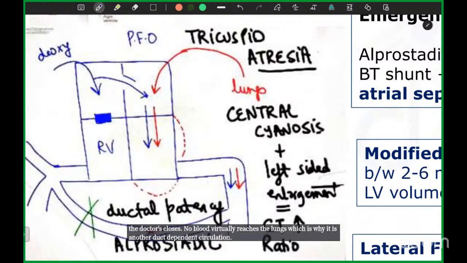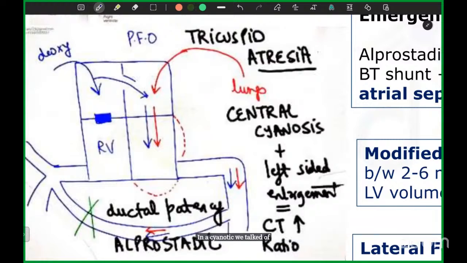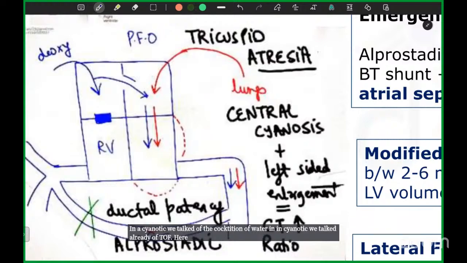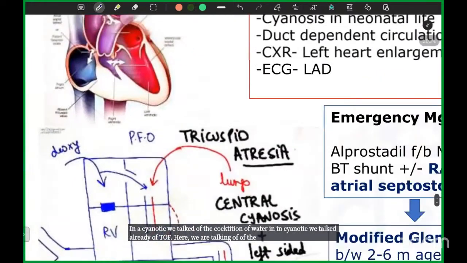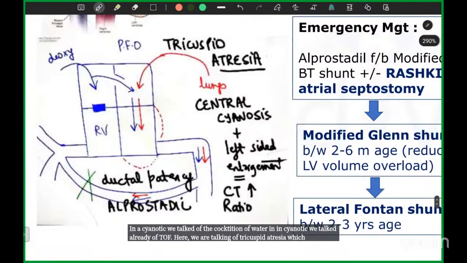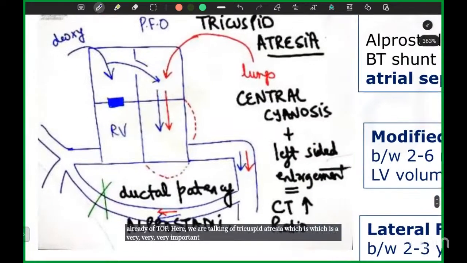What were the other duct-dependent circulations that we talked of? In cyanotic, we talked of the coarctation of aorta. In cyanotic, we talked already of TOF. Here we are talking of tricuspid atresia, which is a very, very, very important condition where the duct needs to be kept open.